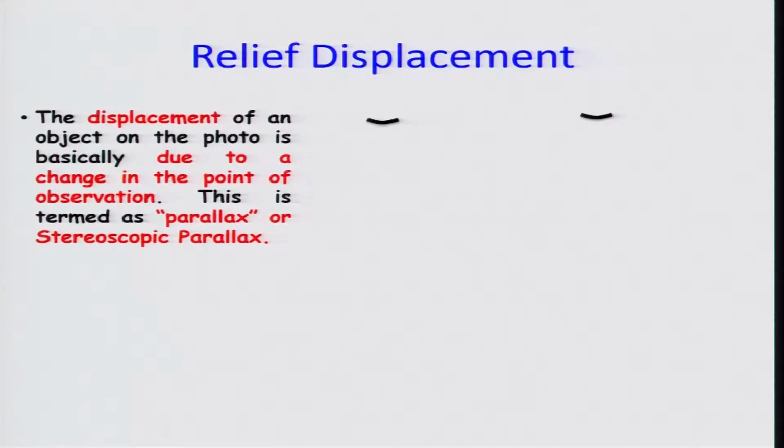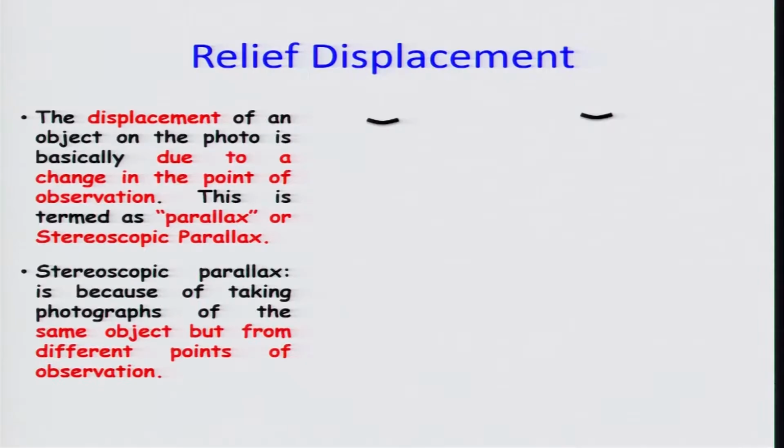So, there is a change in the point of observation. This is what we call parallax, and if you are viewing the photographs with stereographic vision, then we term this stereographic parallax. Stereographic parallax is because of taking photographs of the same object, but from different points of observation.